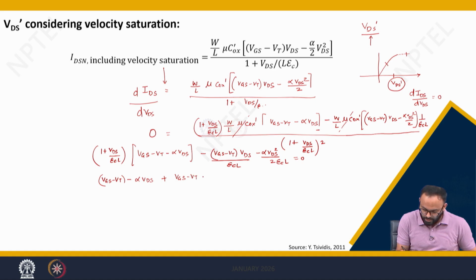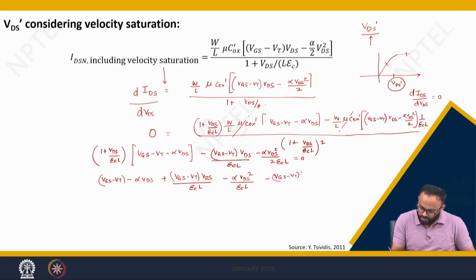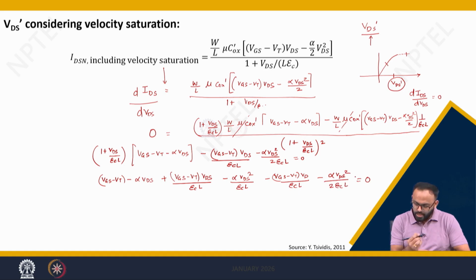Vgs minus Vt into Vds divided by Ec into L, minus alpha into Vds square divided by Ec into L, minus Vgs minus Vt into Vds divided by Ec into L, minus alpha Vds square divided by 2 into Ec into L, is equal to 0.